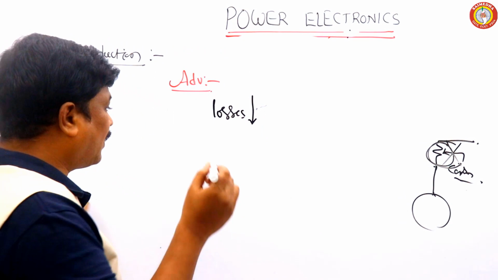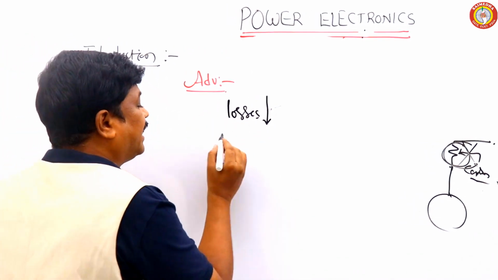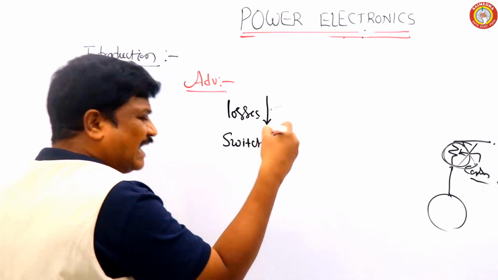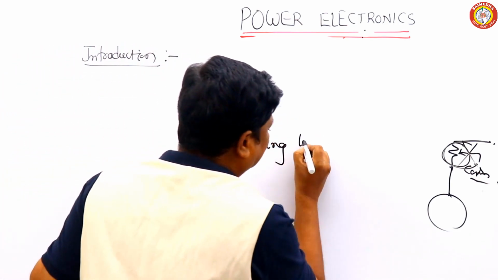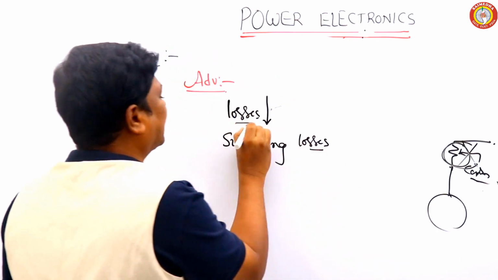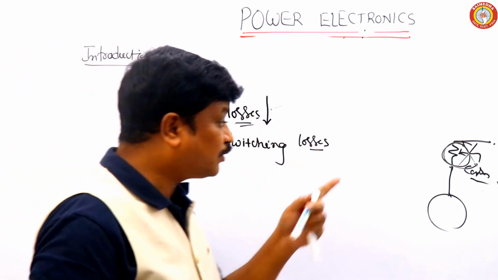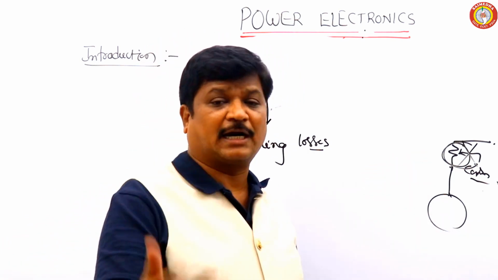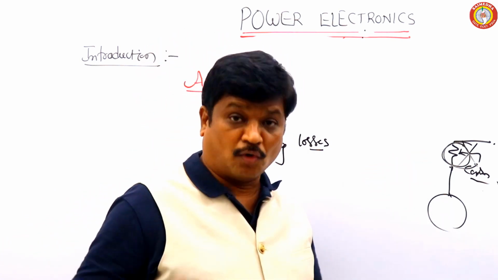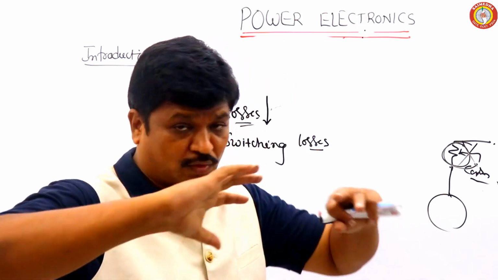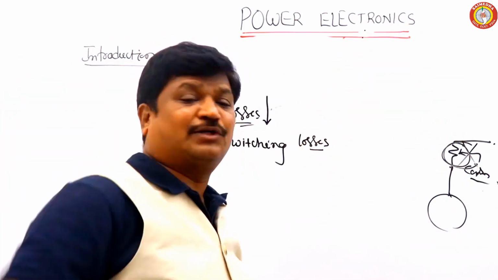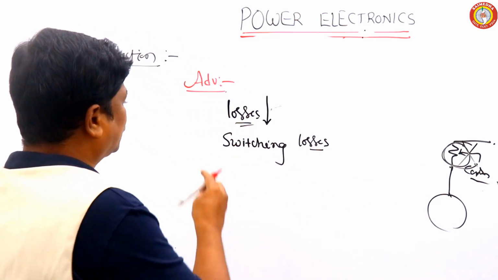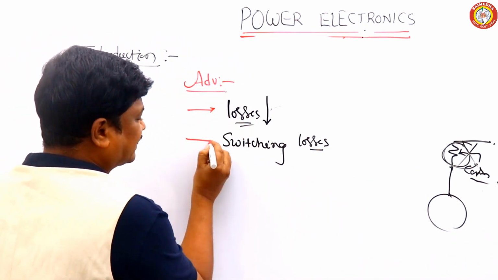Why? Because a power electronic device has mostly only switching losses. Of course, you may have conduction losses, but those are less. Switching losses will be there. So losses are less as compared to the conventional methods of controlling devices like the armature control method, field control method, Ward-Leonard method. To control one machine, you require another machine. Difficulties like that will be there, but you don't have such a difficulty here. So losses are reduced, switching losses are less.